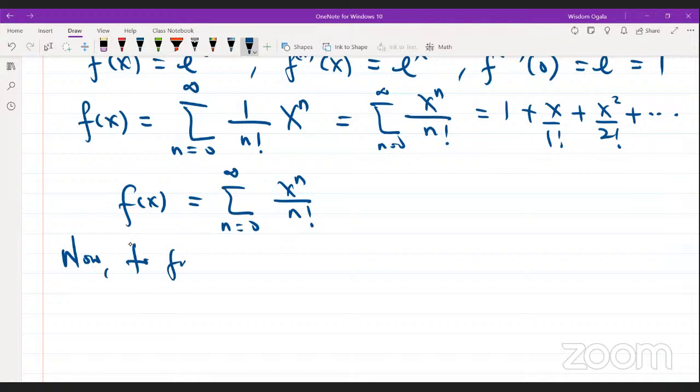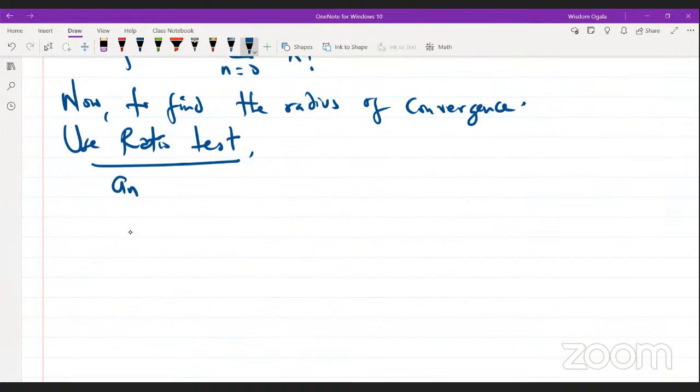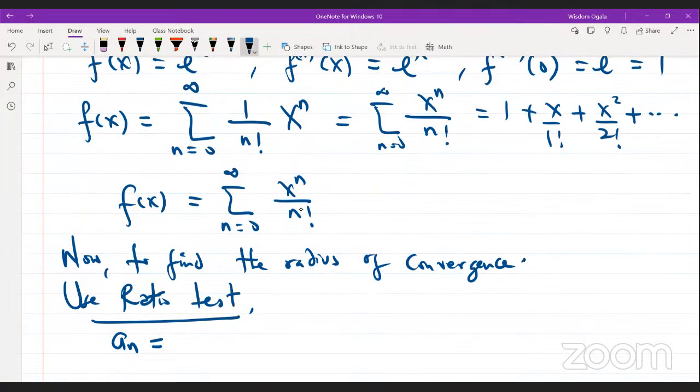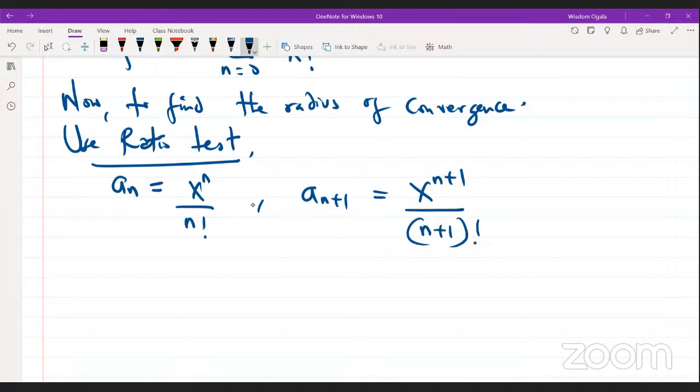Now we want to find the radius of convergence. You remember from 11.8, when we studied power series, we used the ratio test. So use the ratio test. I need my a_n. Look at this guy: my a_n is x to the n divided by n factorial. What is my a sub n plus 1? This is going to be x to the n plus 1 divided by n plus 1 factorial.